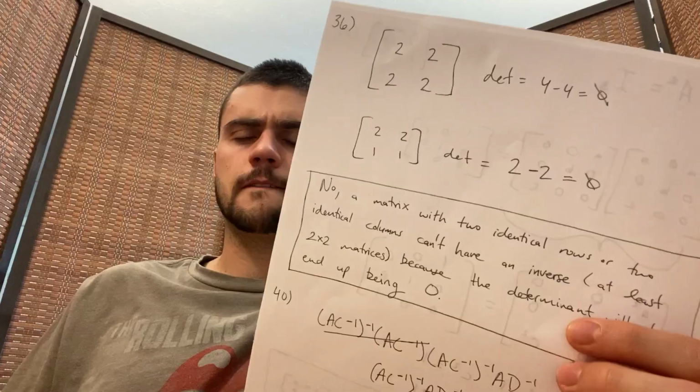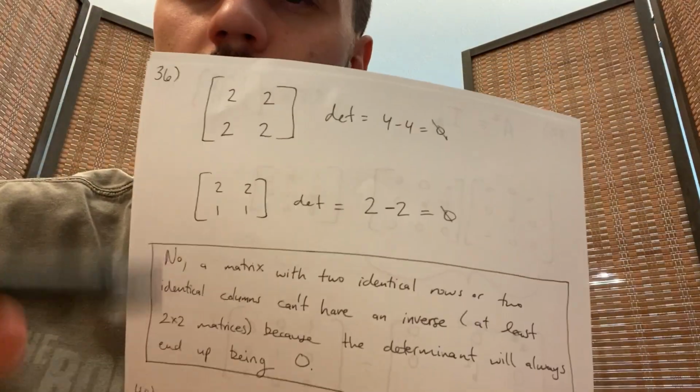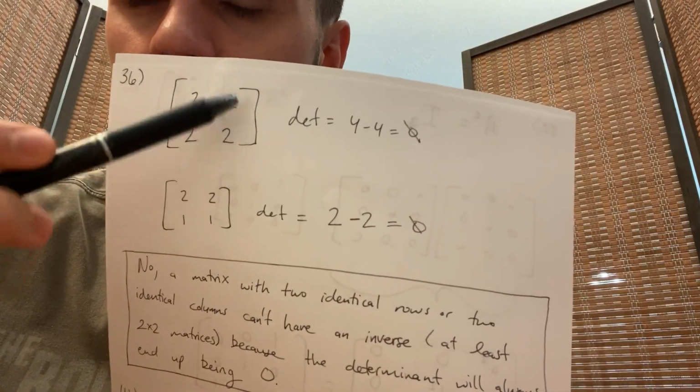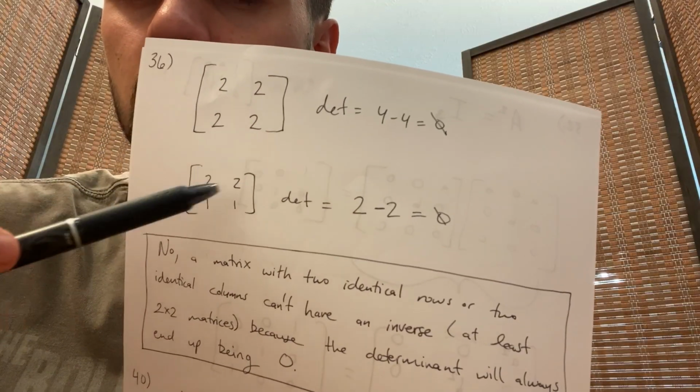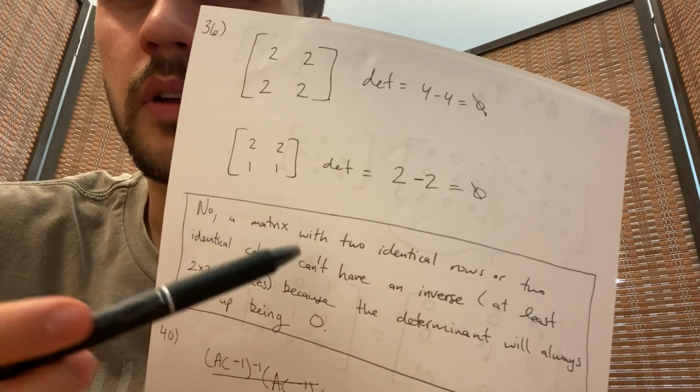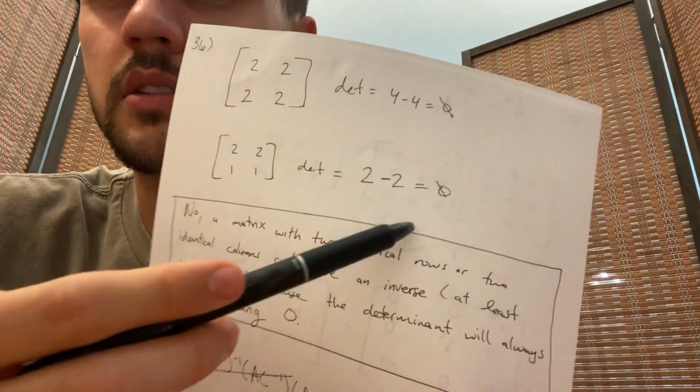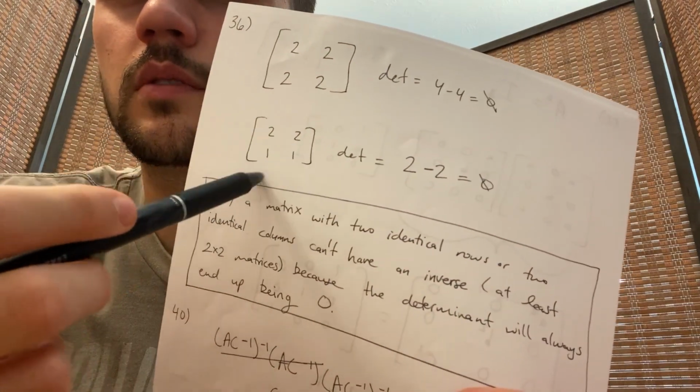This one was asking if a matrix with 2 identical rows or 2 identical columns will have an inverse. I don't know what that means. We've only learned 2 by 2 matrices, so wouldn't that be 2 columns that are identical? Oh, these are 2 identical columns. Okay, yeah. No, it won't, because the determinant will always end up being 0, because you're ultimately taking 2 numbers and multiplying that or subtracting from each other.